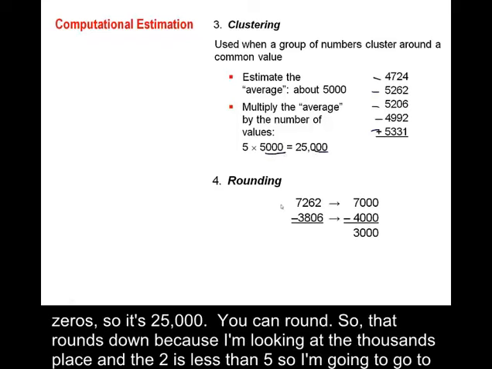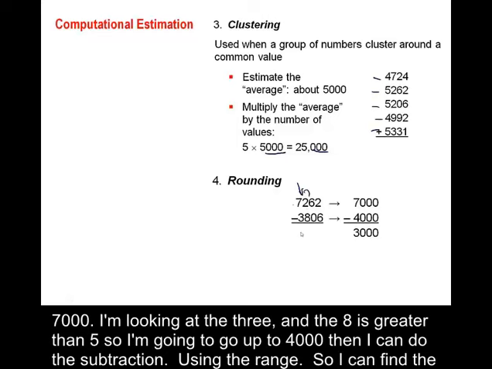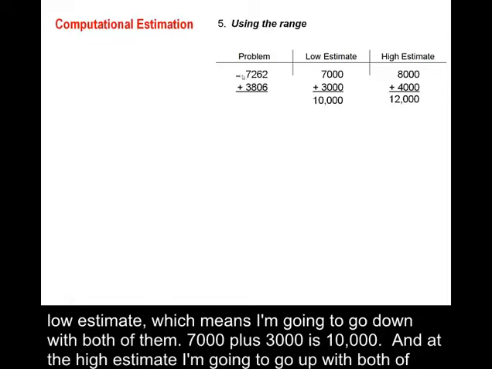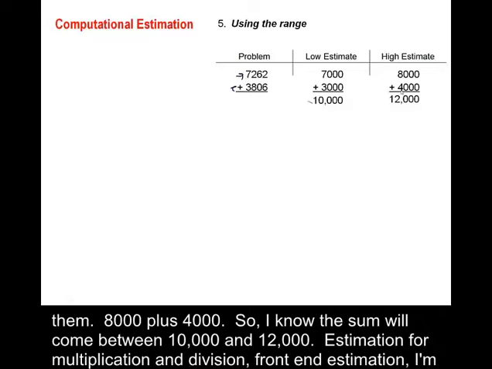You can round. So that rounds down because I'm looking at the thousands place, and the 2 is less than 5, so I'm going to go to 7,000. I'm looking at the 3, and the 8 is greater than 5, so I'm going to go up to 4,000, and I can then do the subtraction. Using the range, I can find the low estimate, which means I'm going to go down with both of them. So 7,000 plus 3,000 is 10,000. And the high estimate, I'm going to go up with both of them. 8,000 plus 4,000. So I know that the sum will come between 10,000 and 12,000.